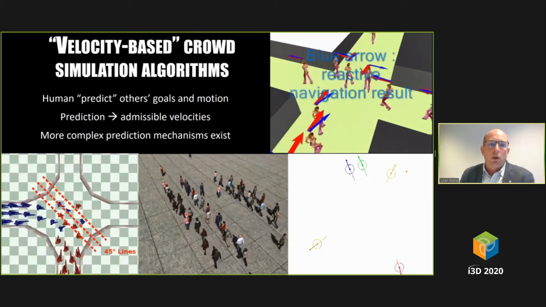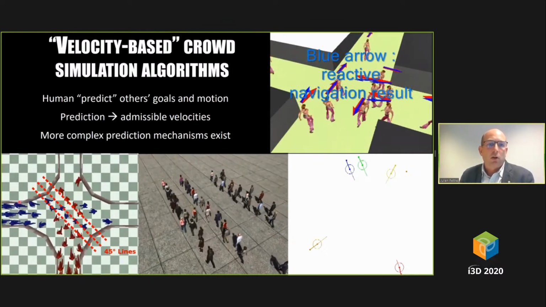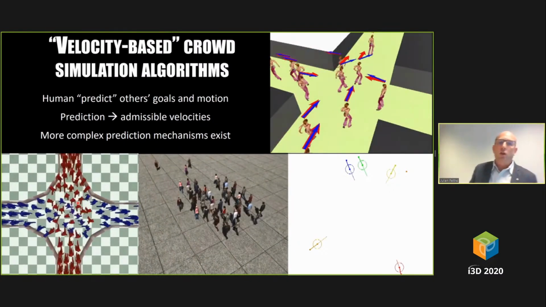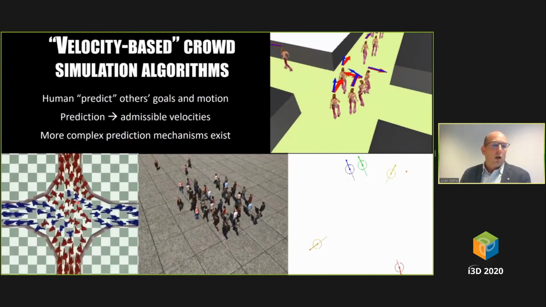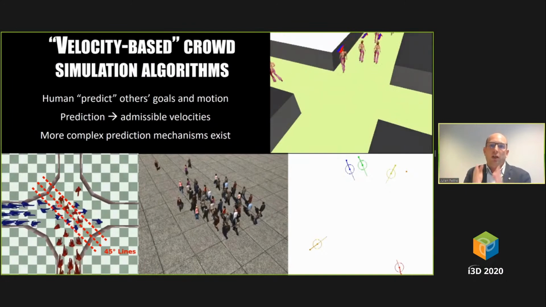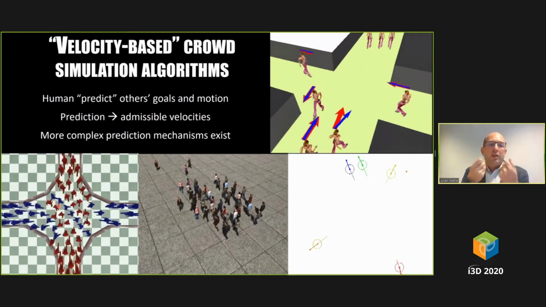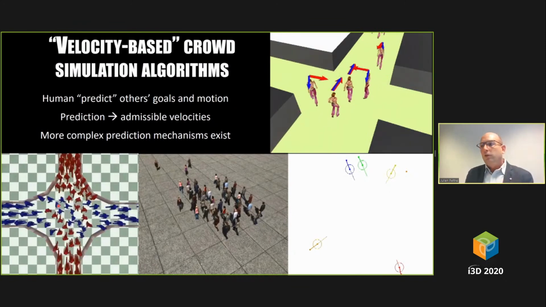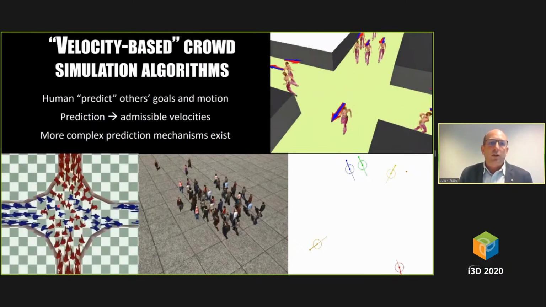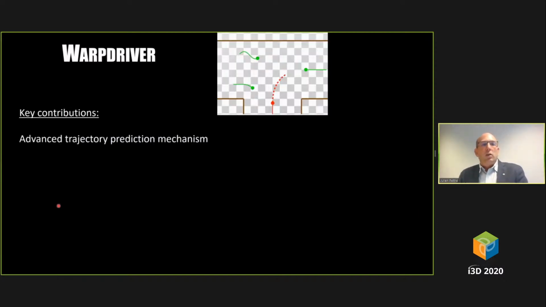You can also explore more complex prediction mechanisms. This linear extrapolation of motion is not right in many cases, simply because agents are constantly adjusting their motion, so their current velocity is not representative of their future motion. Taking this as a prediction is a bit poor. So let me detail this WorldDriver technique that explores a more complex prediction mechanism. The key contributions of WorldDriver are the following.